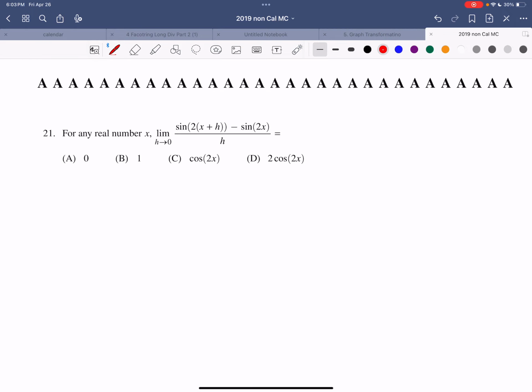Question number 21 is pretty simple. You have this one, as I said, if you have a limit, it's better for you to just plug in like here, but as you can see, it's going to become zero. And it's not an L'Hopital's rule thing.